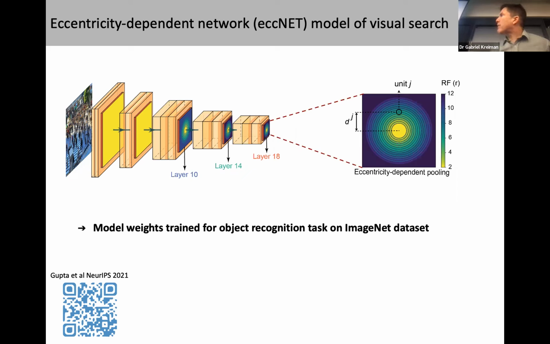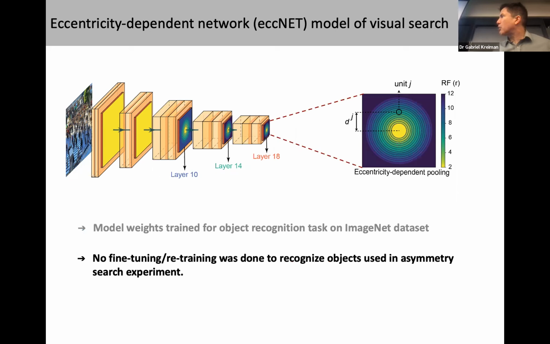So again, the model weights were trained for object recognition in the ImageNet dataset. So we're not going to be training models to do this specifically. There is no fine tuning to recognize the objects in the asymmetry search experiment. And this is important because we're going to be working with the same type of very simple geometric shapes that people have been using in psychophysics experiments.